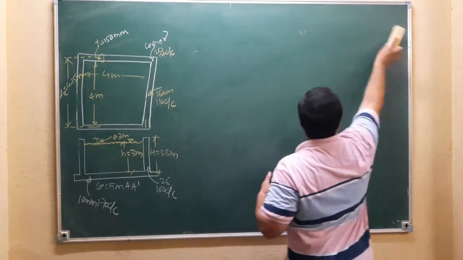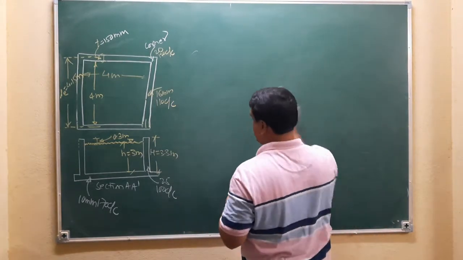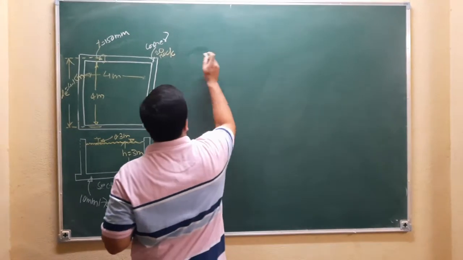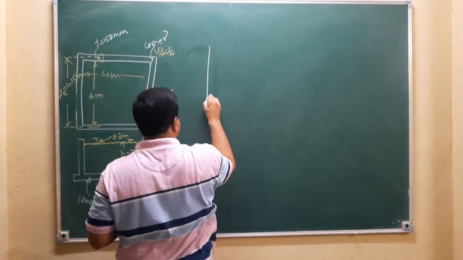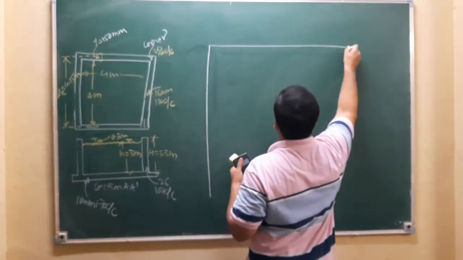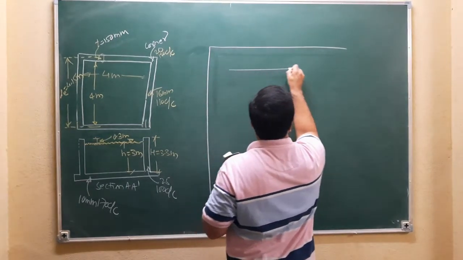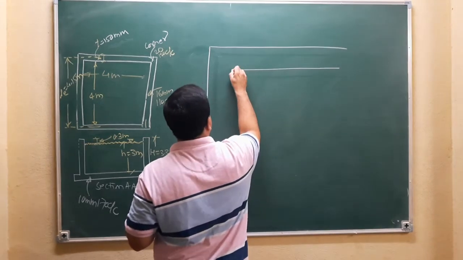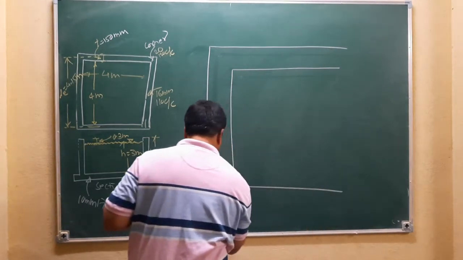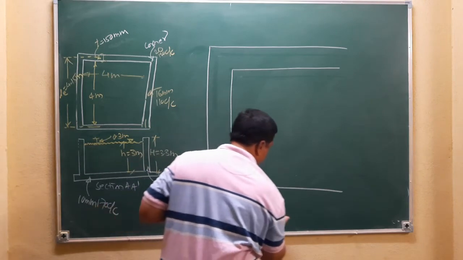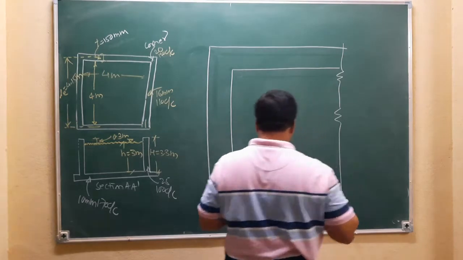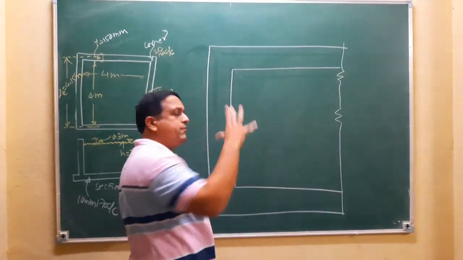Now I want to sketch the reinforcement. So how to sketch the reinforcement? For that, I only want to sketch the half portion of the wall. So this is the tank. Please concentrate on this diagram because the reinforcement detail is important. You have to cut this section like this. So this is the plan, top view.